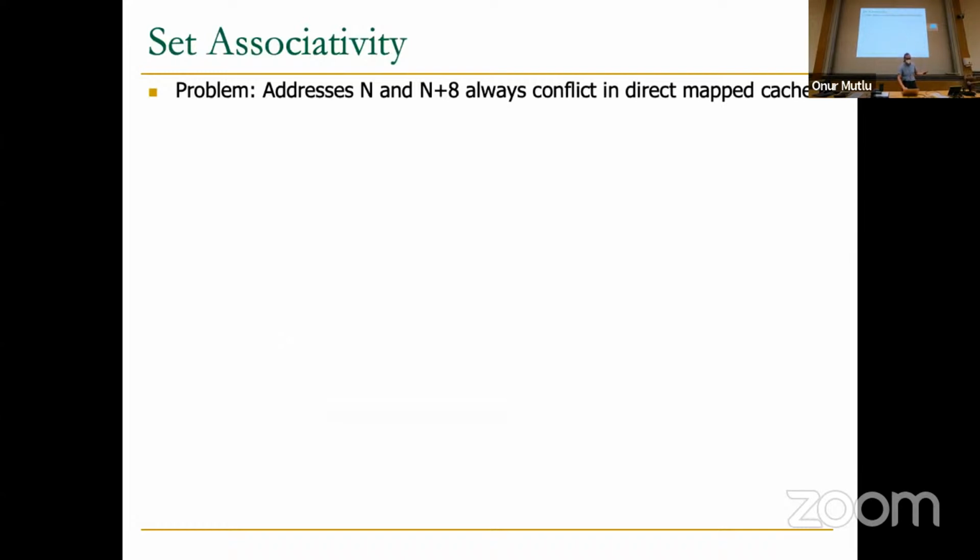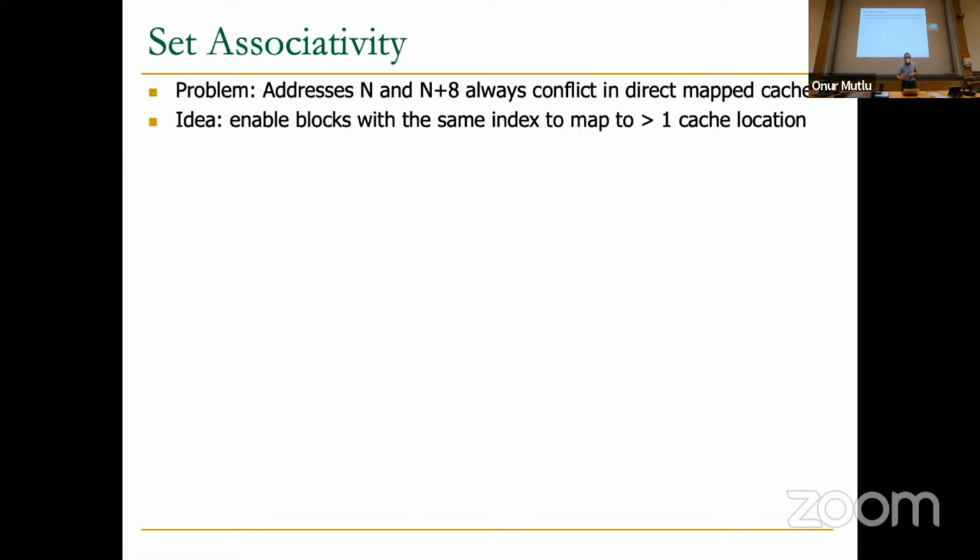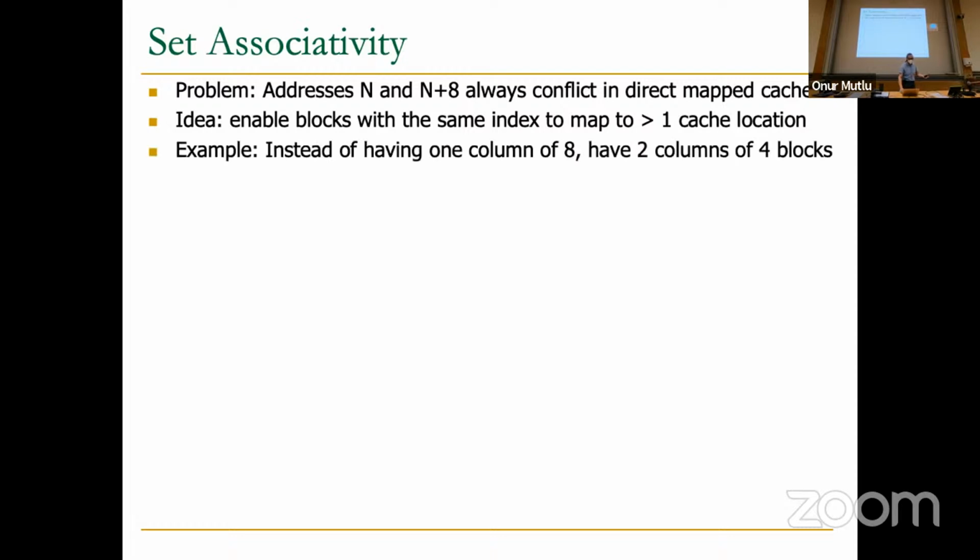Addresses in this toy example, n and m plus 8, always conflict with each other in the direct-mapped cache. And the idea is to enable blocks with the same index to have multiple locations to map to. Instead of having only one location, why not have multiple locations? Let's do 2 to begin with, more than 1. So you can also structurally think of it that way. Instead of having 1 column of 8, have 2 columns of 4 blocks.